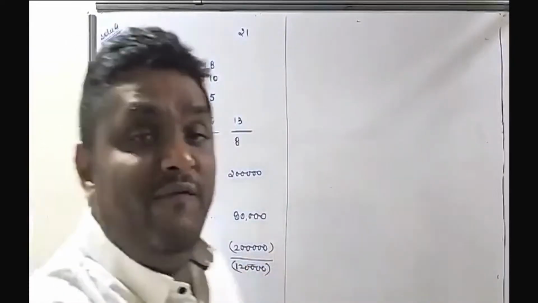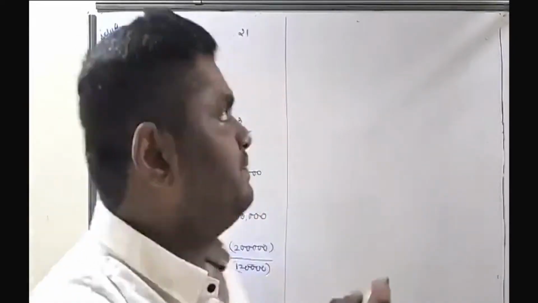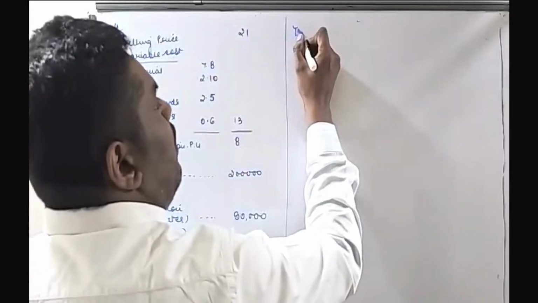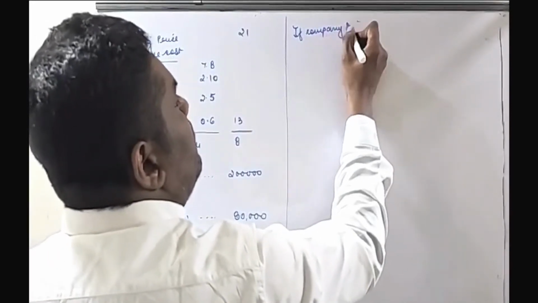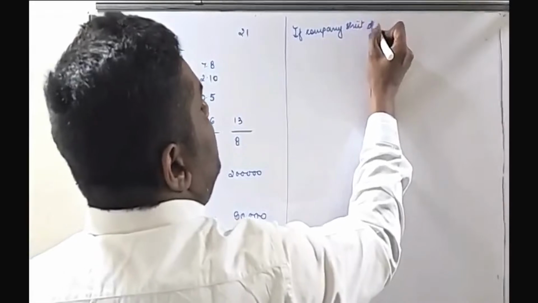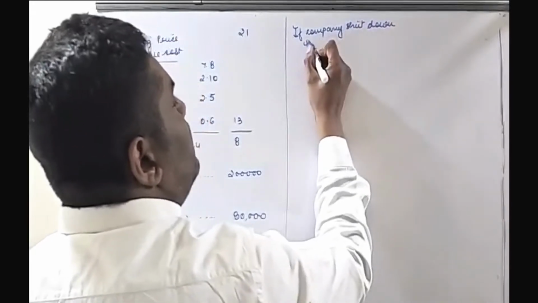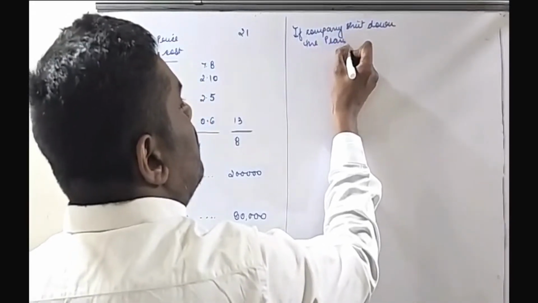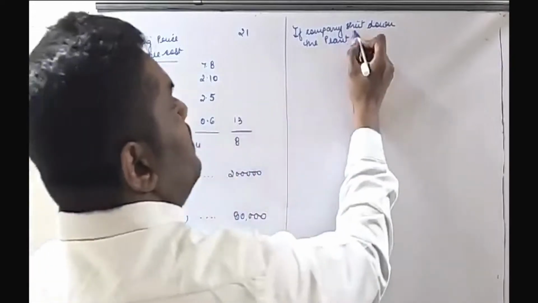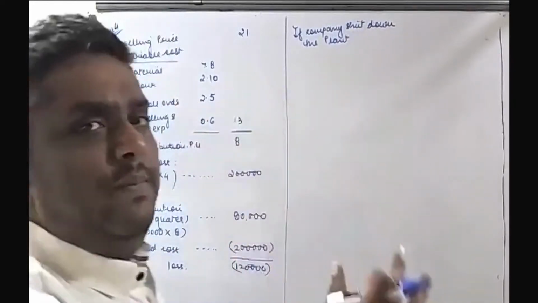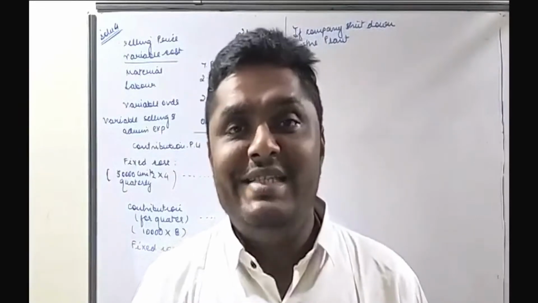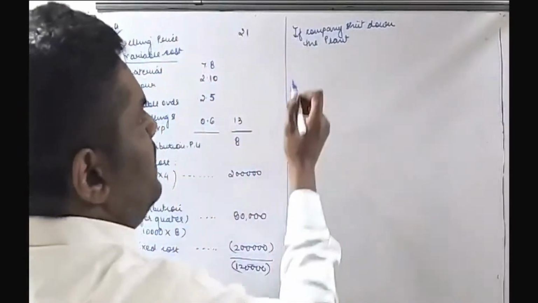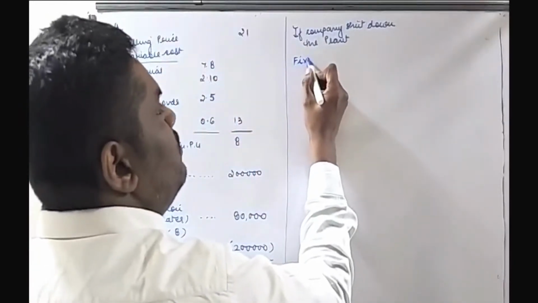1,20,000. But if the company is shutting down, if the company shuts down the plant, the fixed cost, see, variable cost is very simple. When you manufacture the product, only then will there be variable cost. The headache is the fixed cost. So if the company shuts down the plant, the fixed cost will be how much?